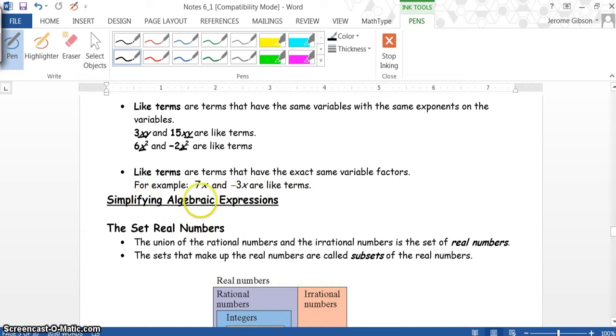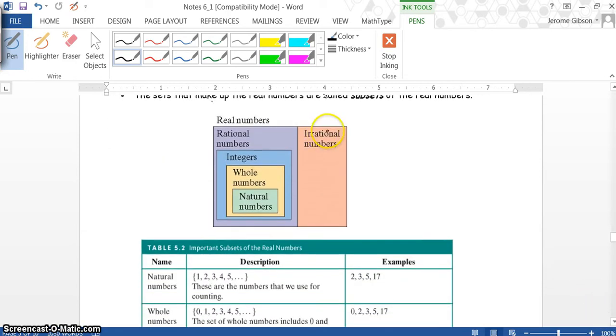Now we come to simplifying algebraic expressions. The union of the rational numbers and the irrational numbers is the set of real numbers. The sets that make up the real numbers are called subsets of the real numbers. So real numbers are all of these numbers here. The rational numbers include your integers, whole numbers, and natural numbers. And irrational numbers are just irrational numbers.